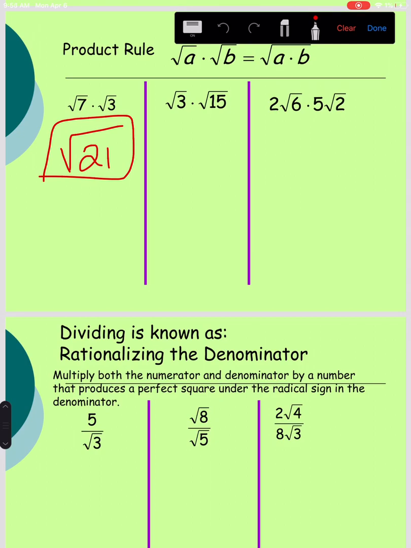Next up, the square root of 3 times the square root of 15. So I would multiply 3 and 15, so I'd get the square root of 45. Sorry, that's an ugly 5. Square root of 45. Well, then I'm going to see, are there any perfect squares that go into 45? There are. 9 times 5. So I would break it up and say it's the square root of 9 times the square root of 5, which is 3 radical 5.